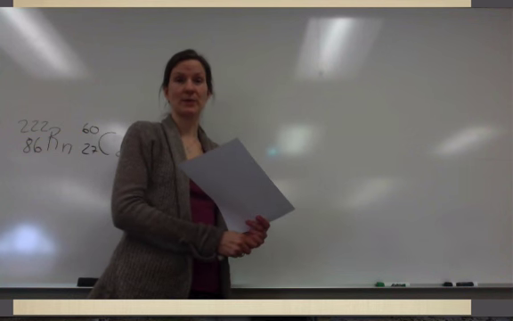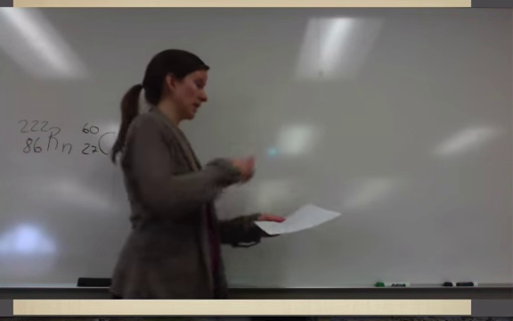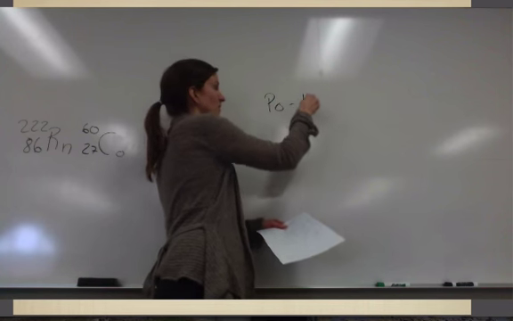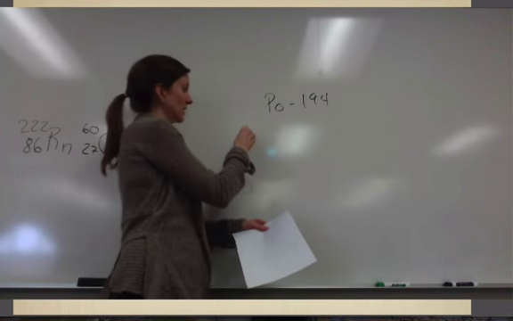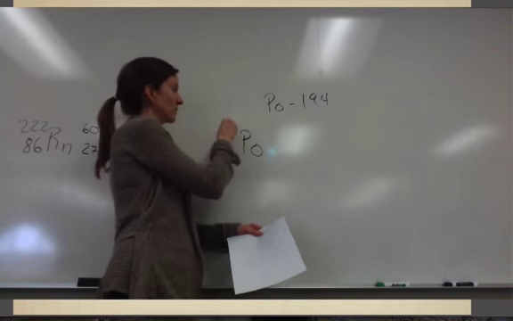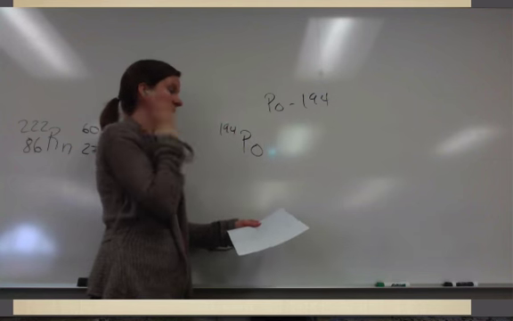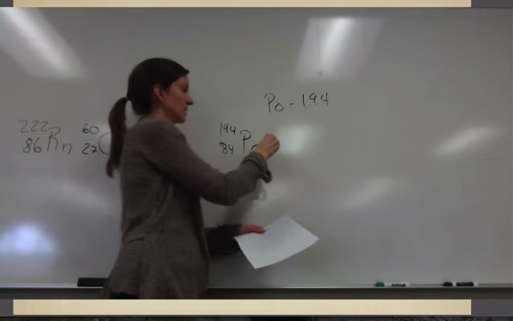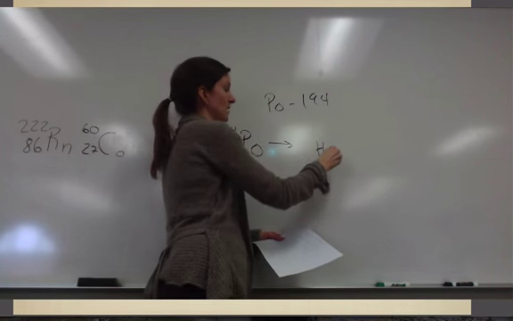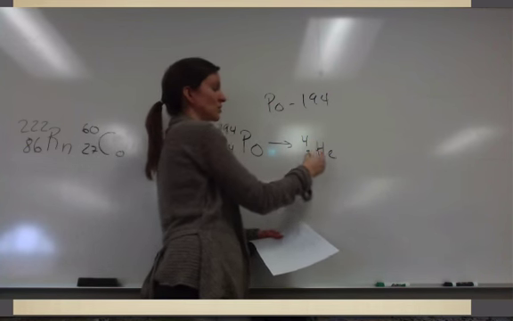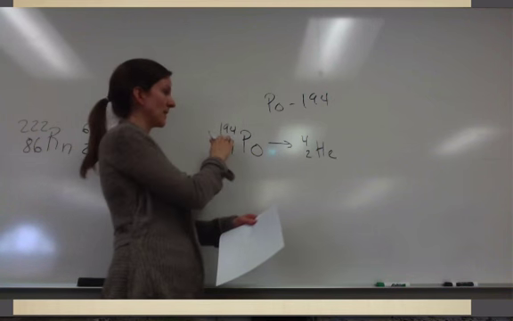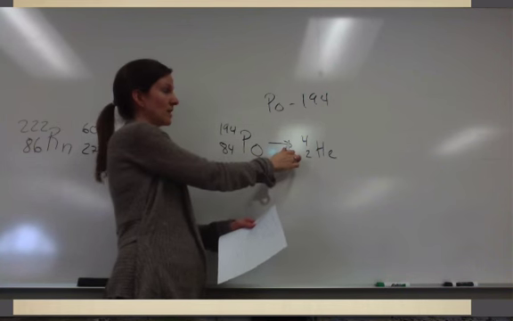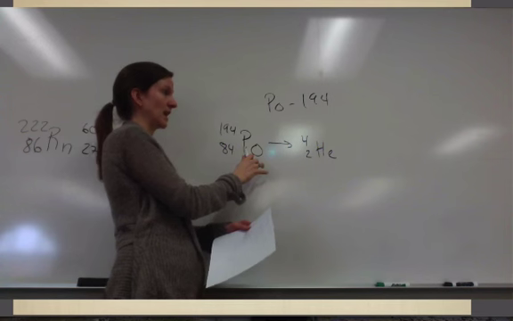We can also do an alpha radiation problem with polonium-194. If polonium-194 goes through alpha decay, if you look up the atomic number for polonium, it's 84. And that's going to make the alpha particle, which is 4 and 2. That's what you have to memorize. And then you have to affect this to make, in the end, the left and the right add up to be the same.